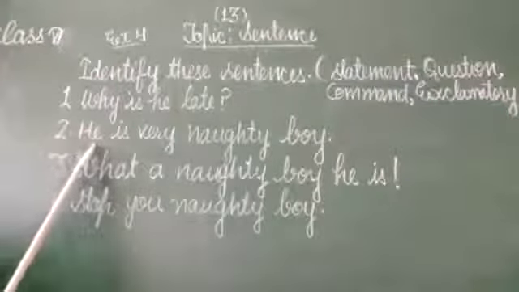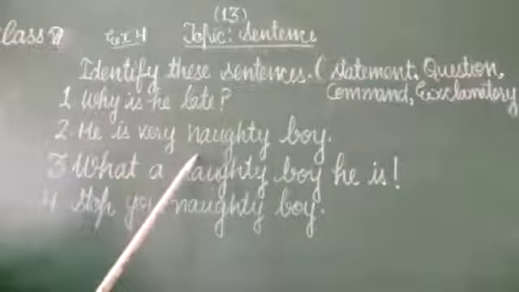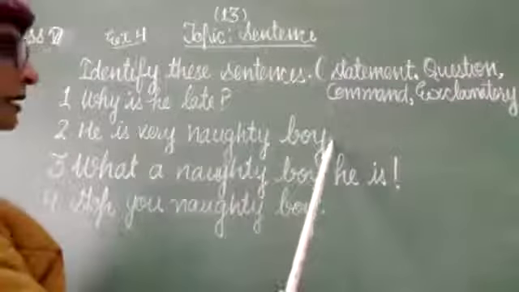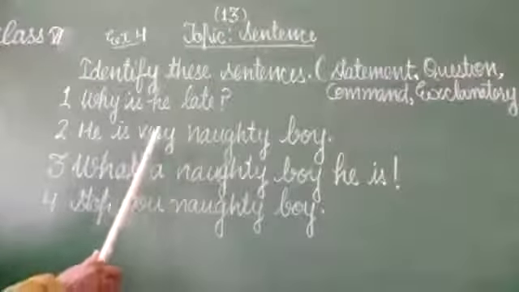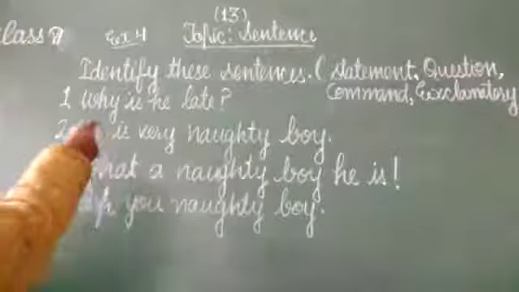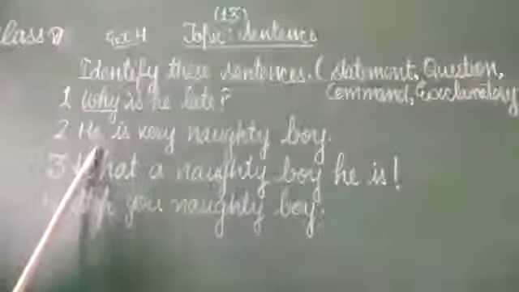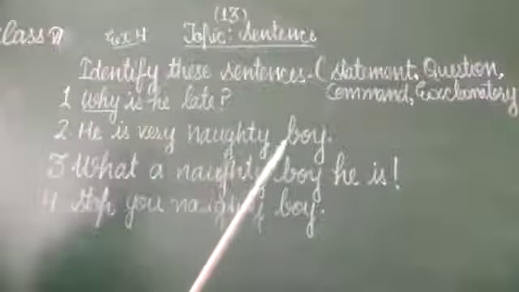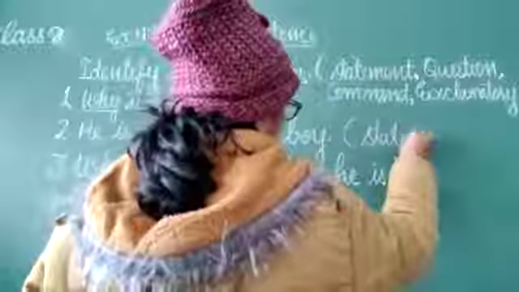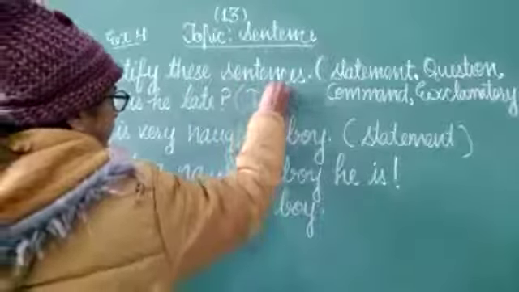Moving to the next, he is a very naughty boy. In this sentence, no question is asked to you, and even after completing the sentence there is a full stop, and no interrogative word is used at the beginning of the sentence. Then it is a very simple sentence. A simple sentence is also called a statement sentence. He is a very naughty boy. This is a statement. Now I am writing it in short, statement. Okay, this sentence is in statement form and this is in interrogative form.